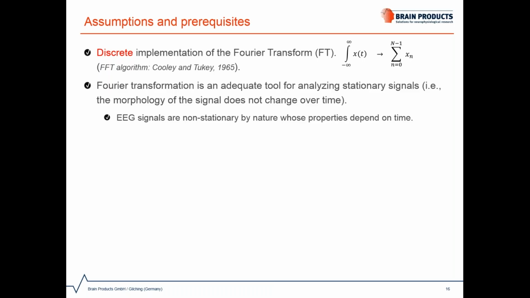However, EEG signals are non-stationary by nature. That means the morphology of the signal varies over time. So if the signal changes over time, Fourier transform will not tell us the time information at which the change has occurred. In other words, the time evolution of the frequency pattern is lost because it tells us only about what frequencies are contained in the signal and not at what time.